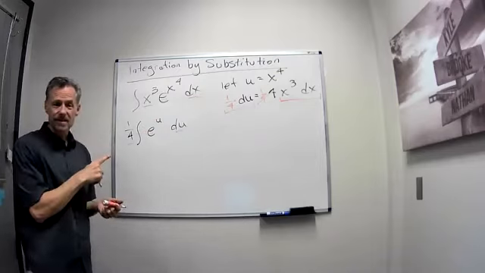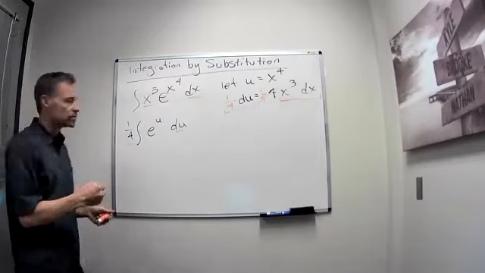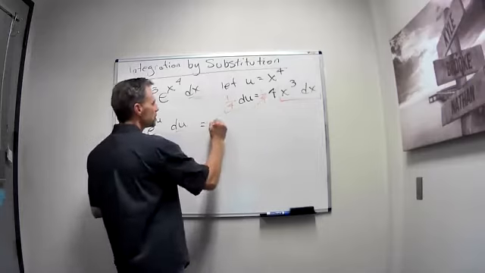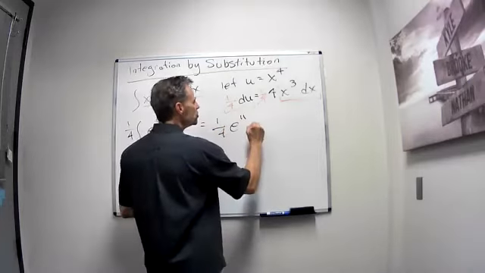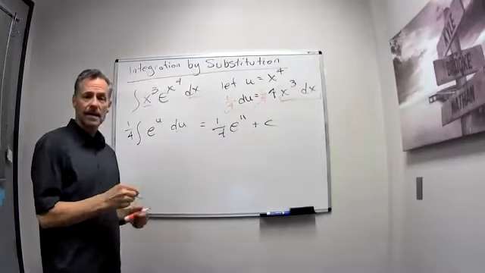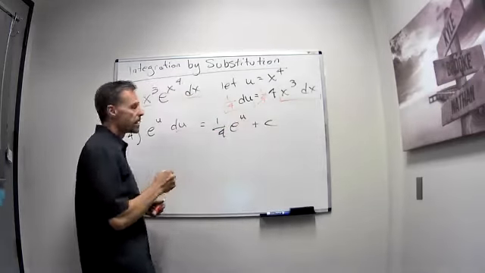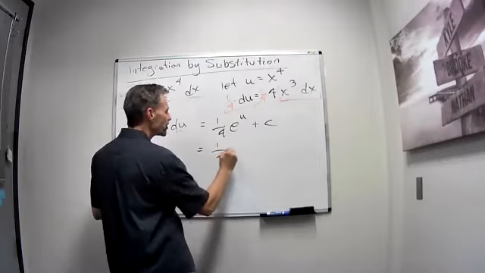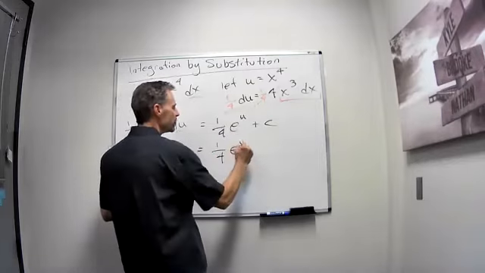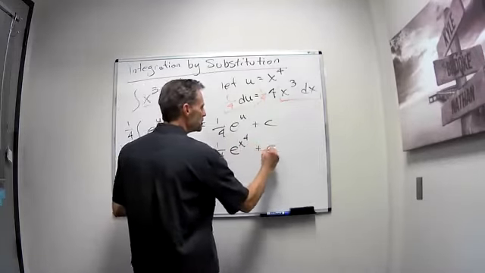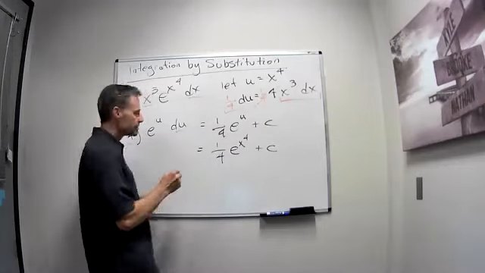Well, that's easy. The antiderivative of e to the u is just e to the u. So I get 1/4 e to the u plus c, and I resubstitute. Let's write these a little darker so you can see them. So I get 1/4 e to the x to the 4th plus c, and I'm done.